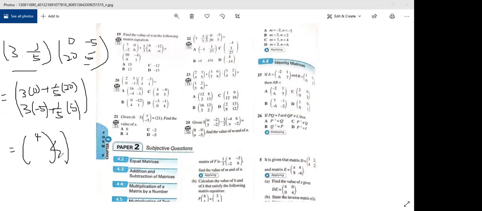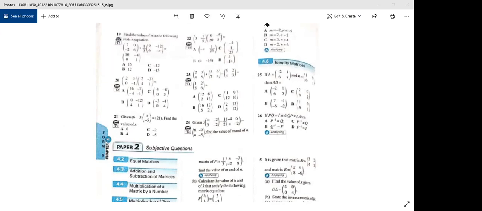To confirm the answer, we check the right-hand side. So 3 times -5 equals -15. And then 1/5 times 5 equals 1. So plus 1, you get -14. Yeah, so the answer is B. Okay. We go through 24. Okay, 23, do it yourself. Please try. Use the format and try.